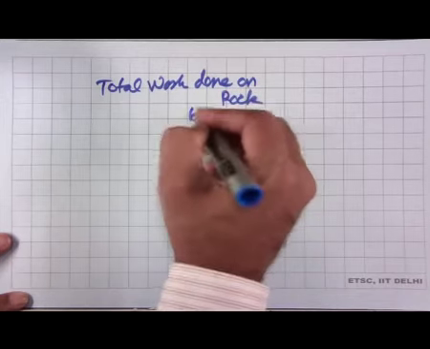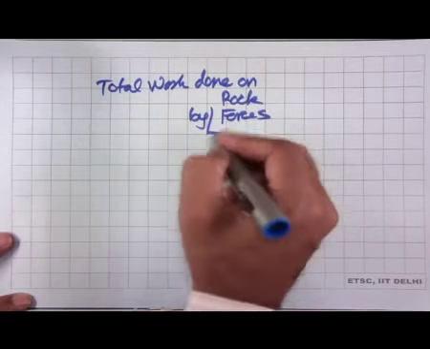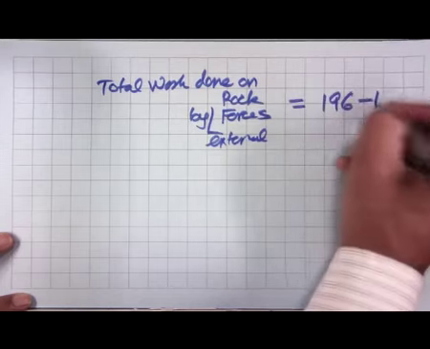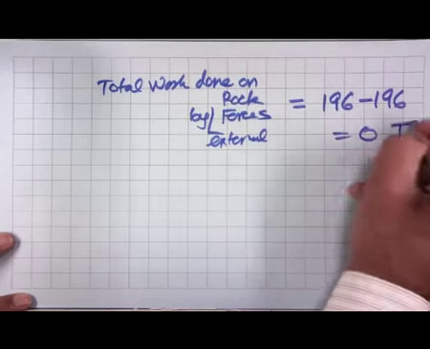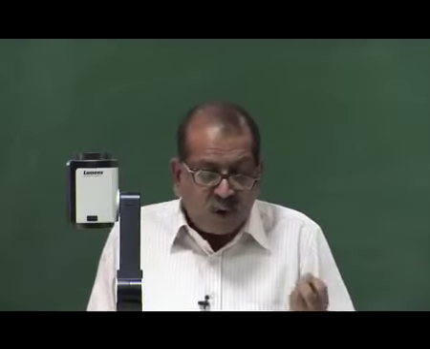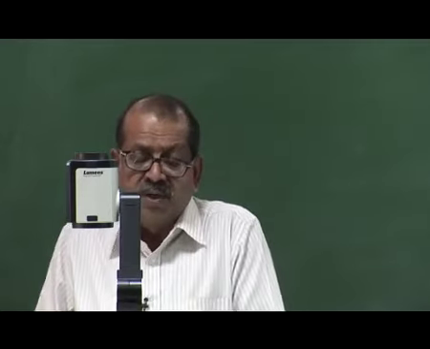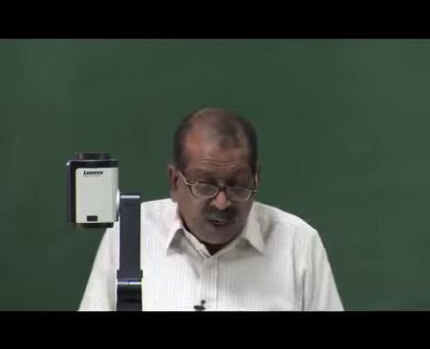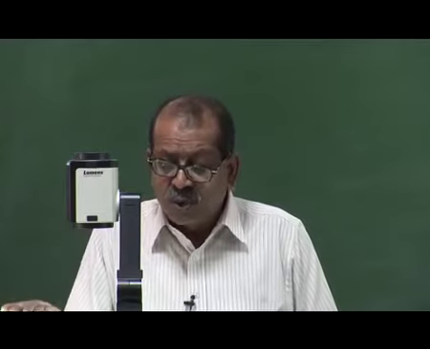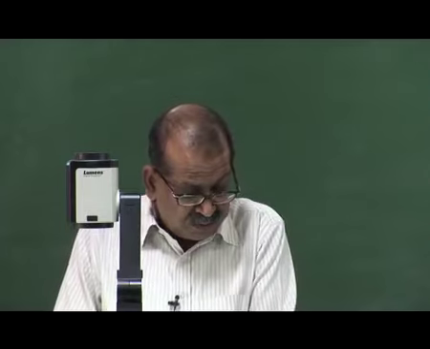Now, of course, you will realize here the total work done on the rock by the external forces will be equal to 196 minus 196, which is equal to 0 joules. And this we should have expected because the total net external force on the rock was 0. So, therefore, the work done also has to be 0. But individually there is work done by gravity, and individually there is work done by the force which the student is applying, and they are opposite in sign, so they cancel out.